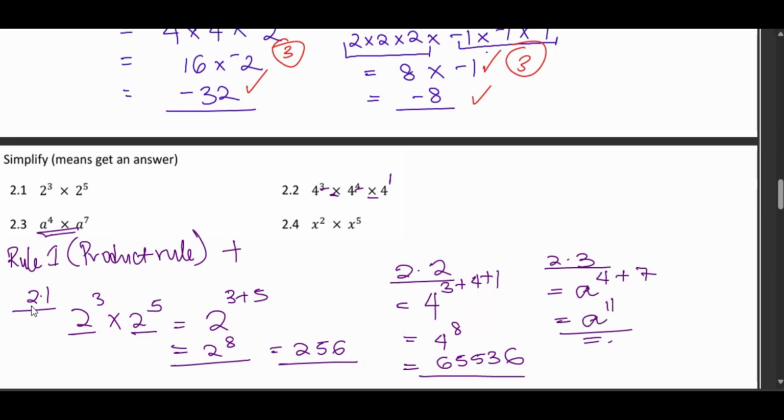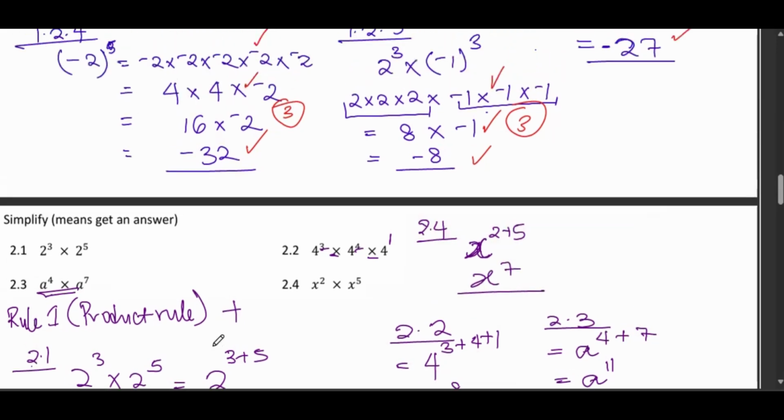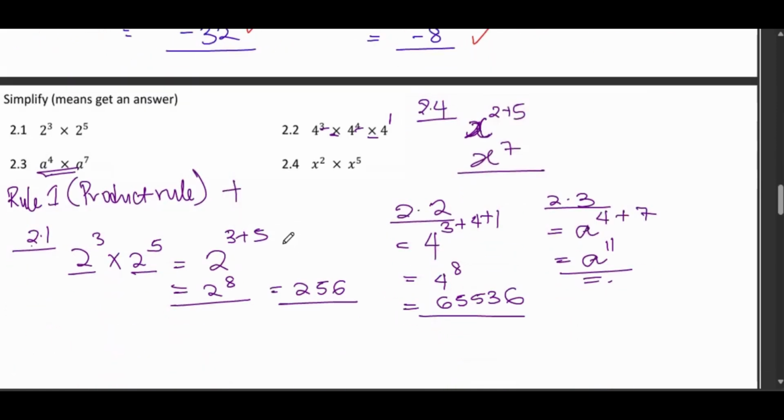Then we come to 2.4. I have my base as x. The base is x, but the powers are 2 and 5. So my final answer will be x to the power 7. Okay, this marks the end of rule number 1, which is product. These are the examples of the product rule.